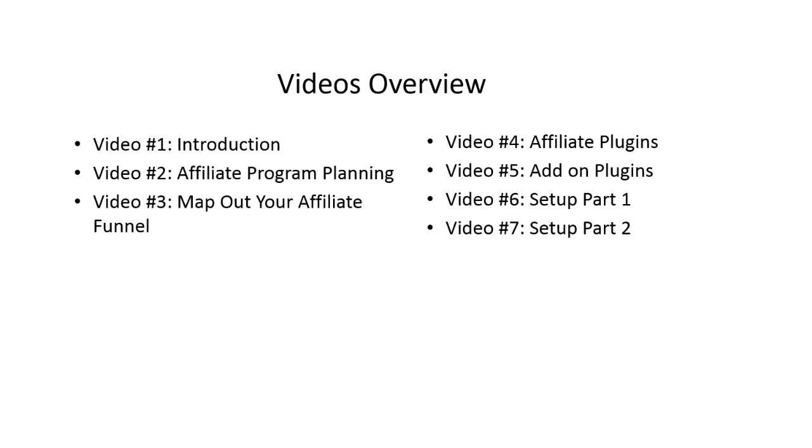Video number 4, we're going to talk about the different affiliate WordPress plugins that are out there and available to you. And of course, video number 5, we'll talk about add-on plugins. So in other words, besides the core affiliate program that should be able to track everything, so that your affiliates can send prospects to your site and then get credited, besides that core, there are a lot of different features that you can add on. And we'll talk more about that in that particular video.